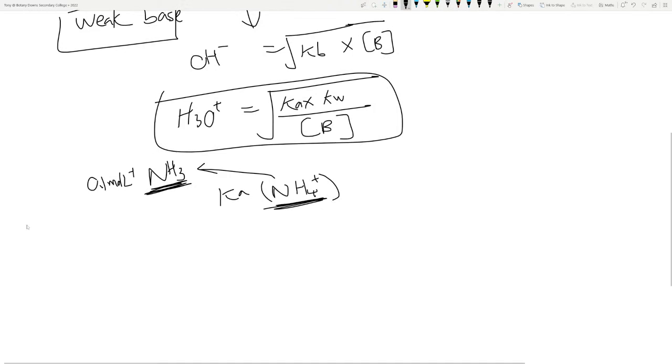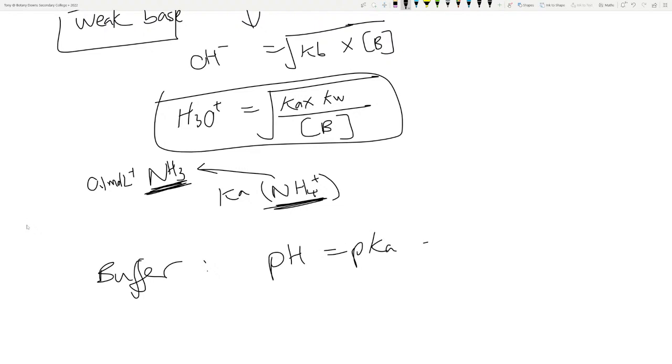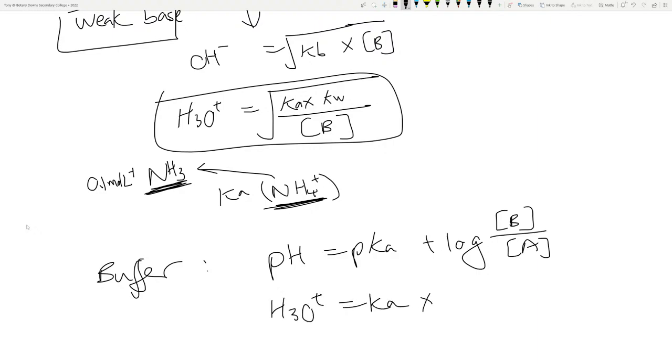And then you have the buffer pH, which is pH equals pKa plus log of the concentration of the weak base in the buffer divided by the concentration of the acid in the buffer. Or you can use H3O+ equals Ka times the concentration of acid divided by the concentration of the base. These are the equations you need to use, and you just need to know when to apply them.